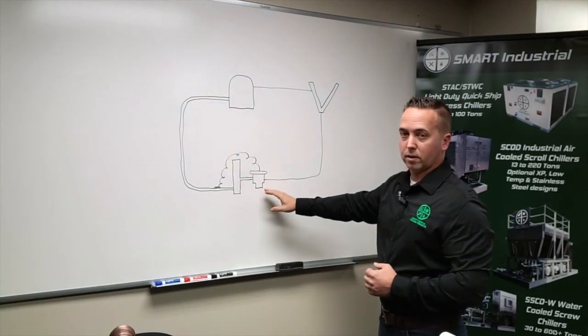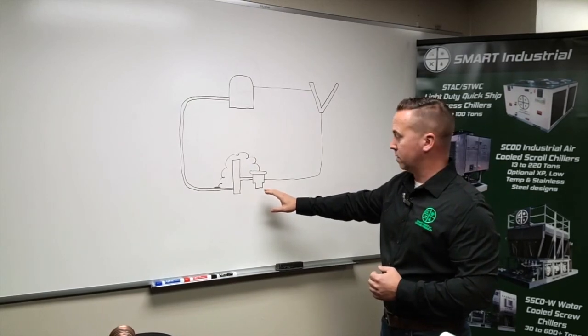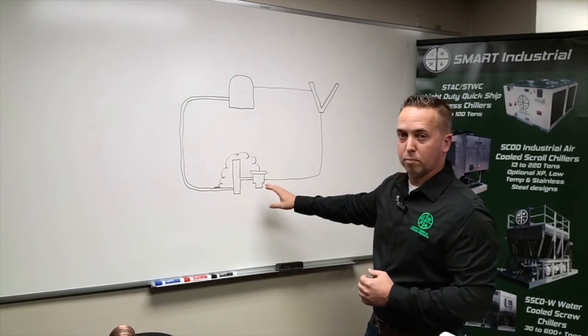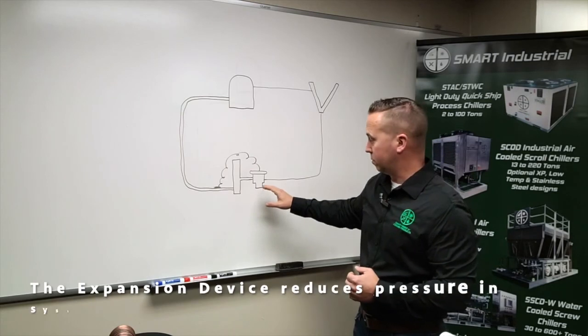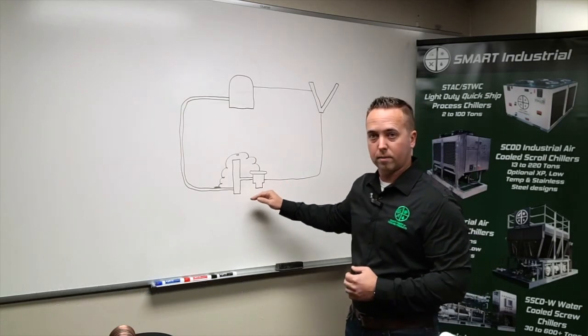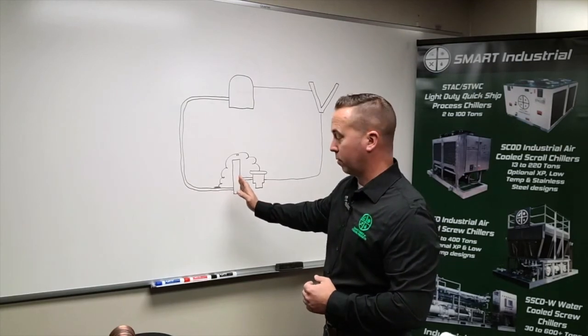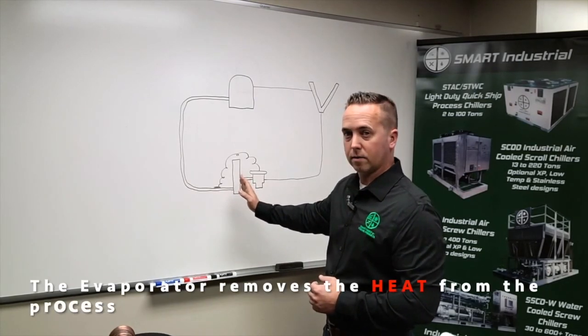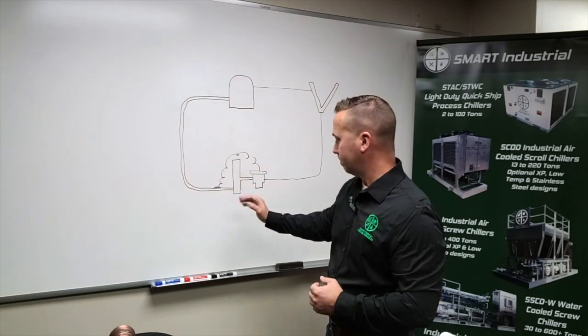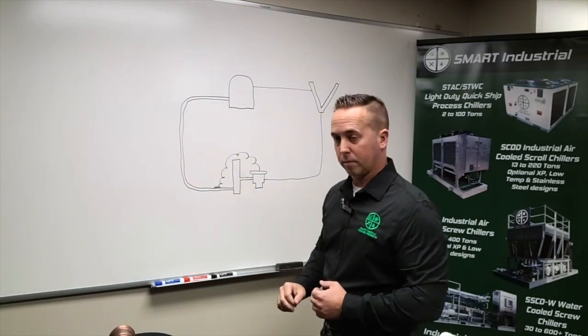Then we have our expansion device. This can be thought of as the system pressure decreaser. So this is where your pressure is going to drop. Then we have your evaporator coil, which is where we will pick up all of that heat that is contained within the system.